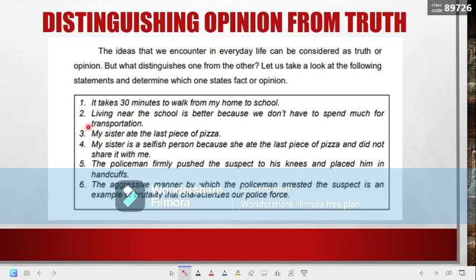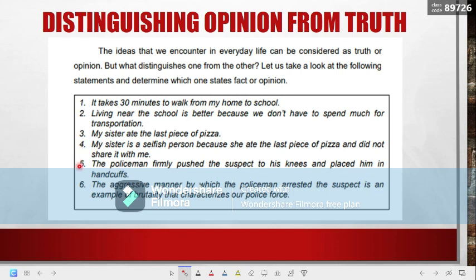Okay, number 1. It takes 30 minutes to walk from my home to school. Number 2. Living near the school is better because we don't have to spend much for transportation. Number 3. My sister ate the last piece of pizza. Number 4. My sister is a selfish person because she ate the last piece of pizza and did not share it with me. Number 5.